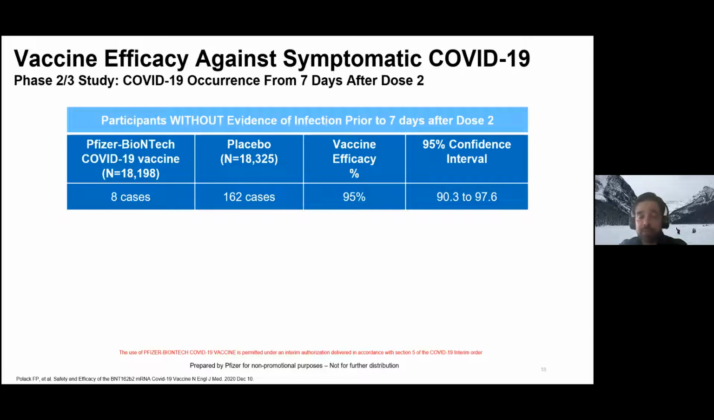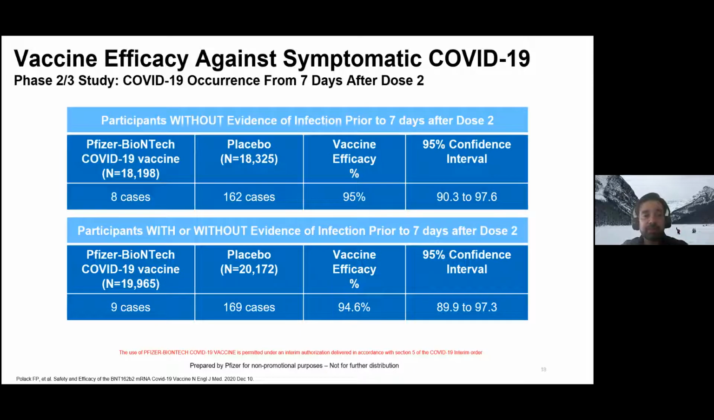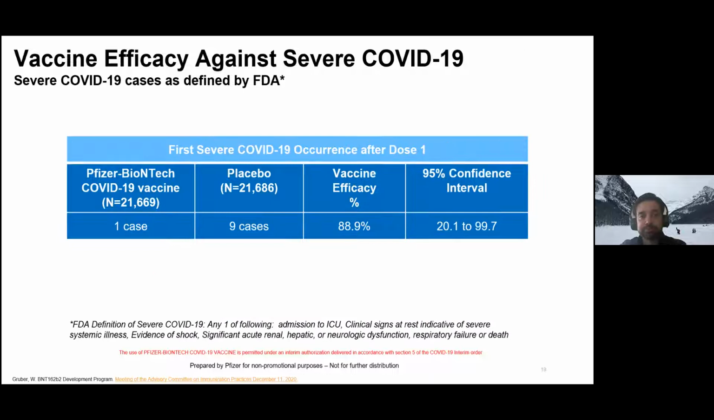Our second primary endpoint was to investigate efficacy in participants, irrespective of whether they had prior SARS-CoV-2 infection or not. So the same thing is done. In this case, there were 9 cases in vaccine arm and 169 cases in placebo, and the vaccine efficacy is very similar to what we've seen before. So again, very strong vaccine efficacy in 16 years of age and older.